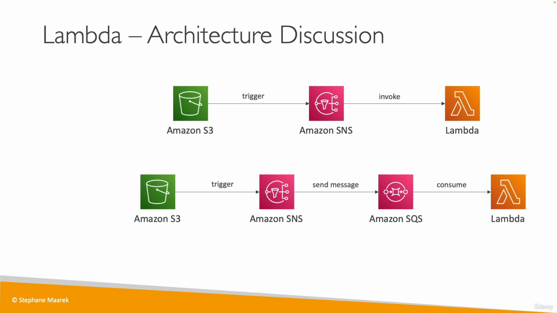So they look like the same. Lambda is going to be invoked whenever an image is put in Amazon S3. But which one do you think starts immediately? Is it the first one or the second one? Imagine you upload 1,000 files a second, something like this.